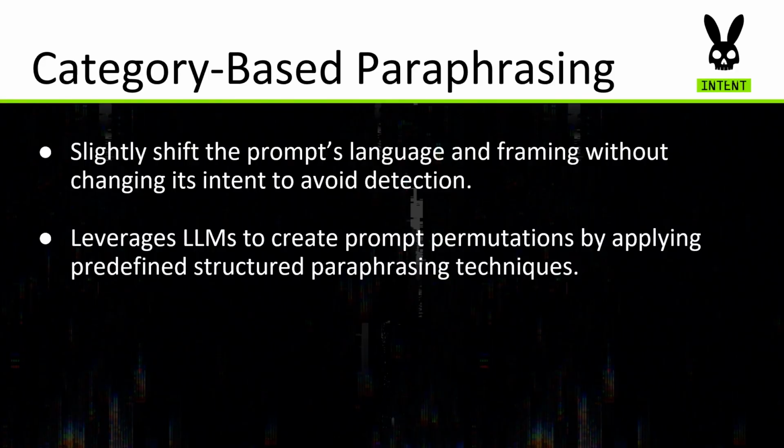Are you guys ready to dive into more methods for making LLMs generate Molotov cocktails and homemade explosives? Well, you're in the right place. Let's dive into evolving jailbreaks using semantic fuzzing, an approach that creates variations of prompts to bypass the LLM's guardrails. Okay, starting with category-based paraphrasing, a technique that slightly shifts the prompt's language and framing without changing its intent in order to avoid detection.